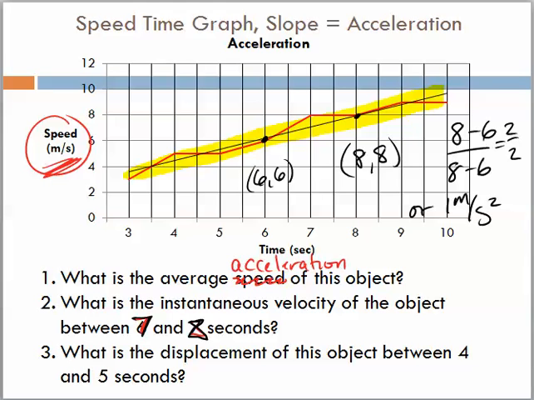What I did here is I found two ordered pairs. I went through here and found 6, 6, and 8, 8. I plugged them into my slope equation, got 2 over 2, and I found out that the average acceleration of this object was 1 meter per second squared. So that's my trend line.